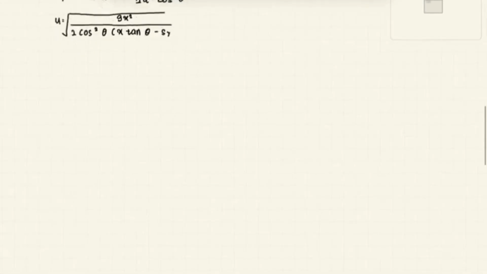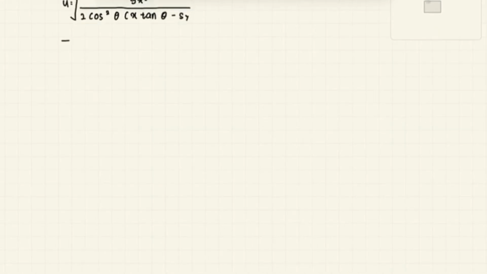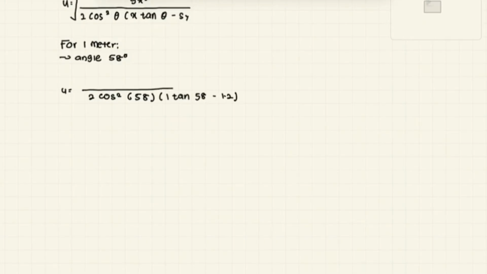Okay, so now we are going to calculate the maximum height, the time of flight, and lastly, the horizontal range for 1 meter at 58 degrees. Here, we need to use the formula that we already did above. So, for the final answer, you will get u equals 6.61 meters per second.